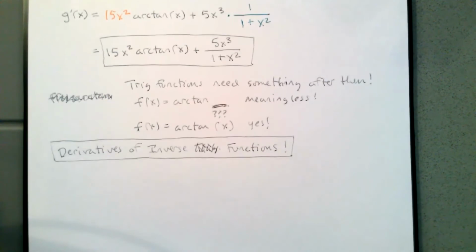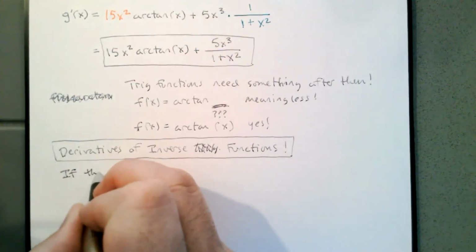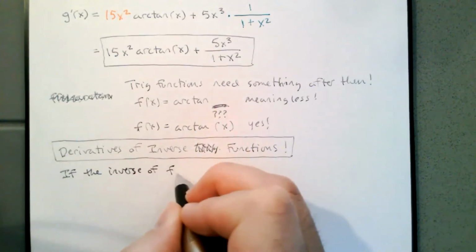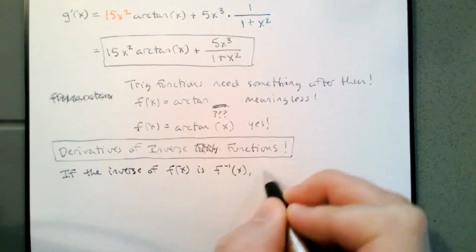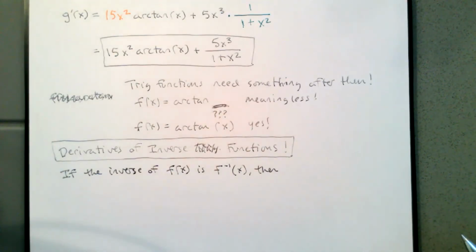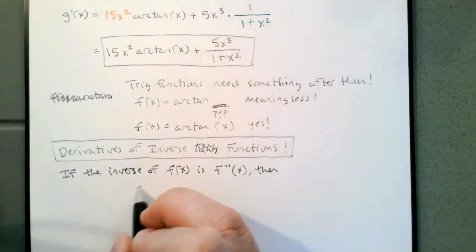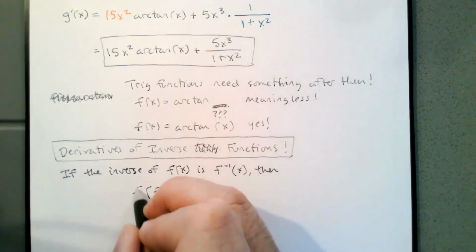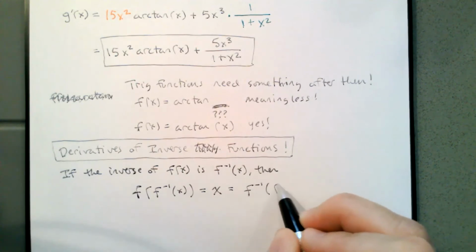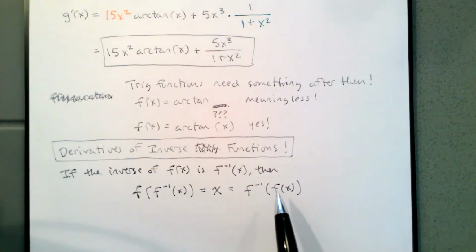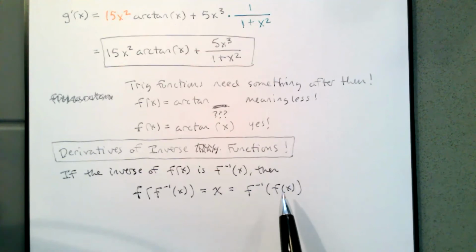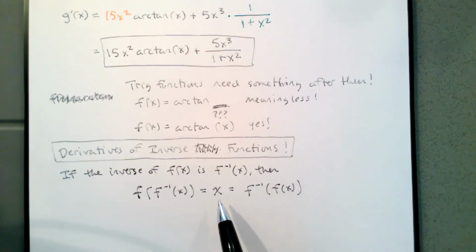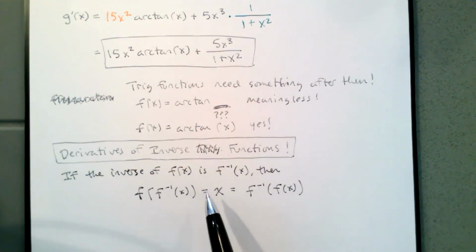So if f is an invertible function, and the inverse of f of x is f inverse of x, then we can say that f of f inverse of x is equal to x. It's also the case that f inverse of f of x is equal to x. If I apply a function to x and then apply the inverse to the result, we'll be back to where we started. If we add 5 and then subtract 5, we'll be back to where we started. Or if I do this in the other order, if I first subtract 5 and then add 5, we'll be back to where we started.